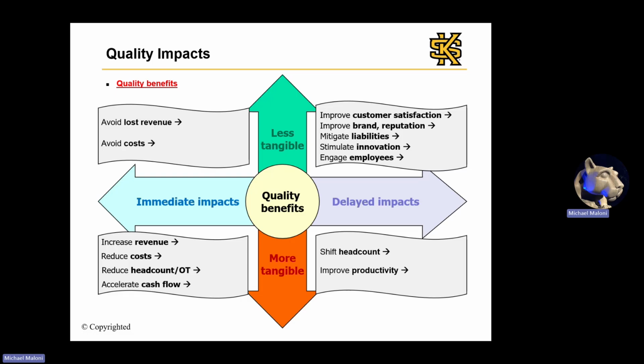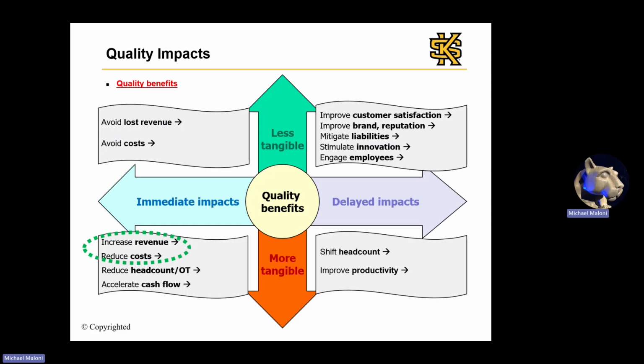On the one hand, increasing revenue and reducing costs are immediate and measurable. So organizational leadership will like that a lot. So we might focus on these to help sell quality projects, process improvement projects to organizational leadership.